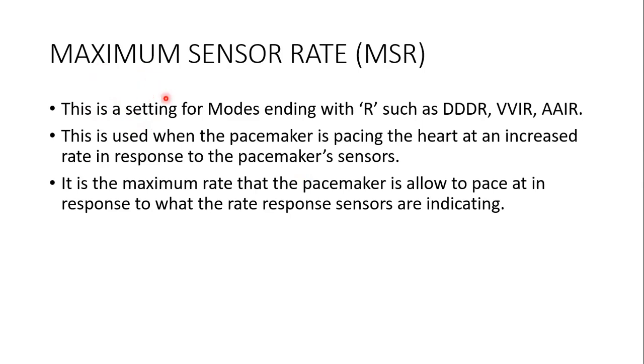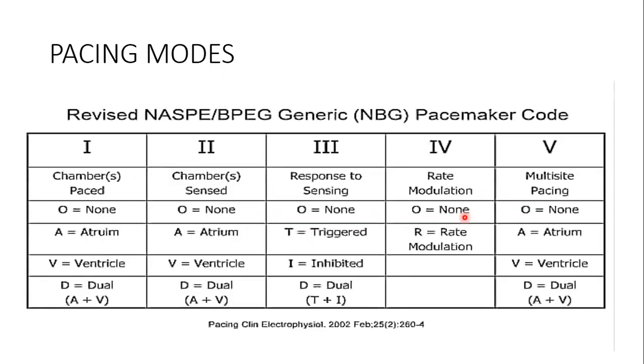So in order to reduce this, there is another timer that is embedded within the pacemaker, in those that have DDDR, VVIR and AAIR, in order to place the pacemaker in a position that no matter how much vibration the sensor has sensed, it cannot pace beyond this particular set rate. And this particular set rate is called the maximum sensor rate. So it is the maximum rate that the pacemaker is allowed to pace at in response to whatever the rate response sensor is indicating. So it never can set above that.